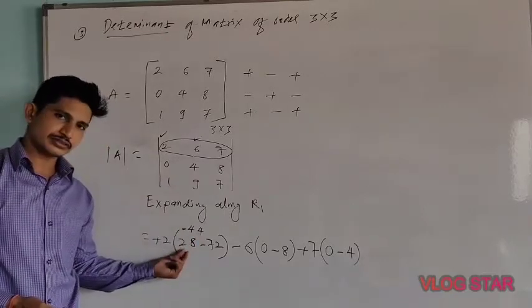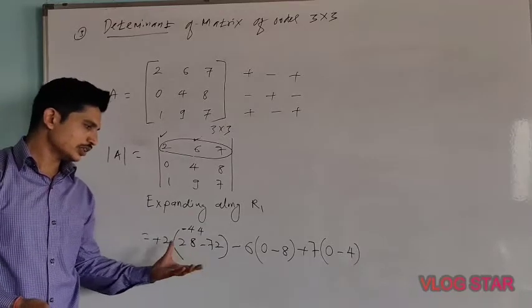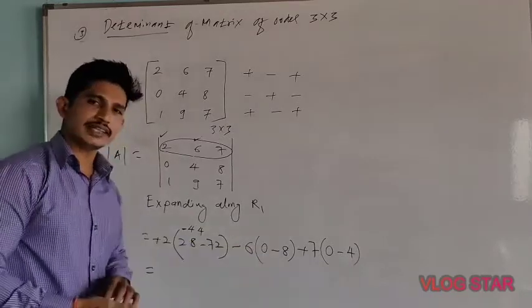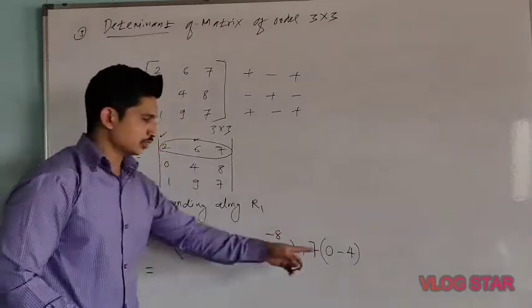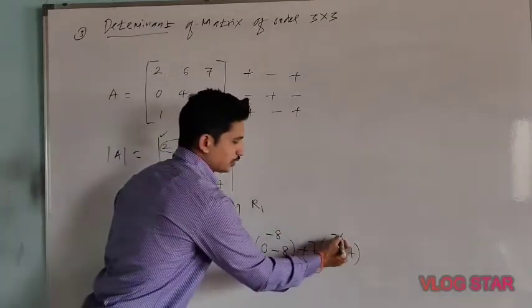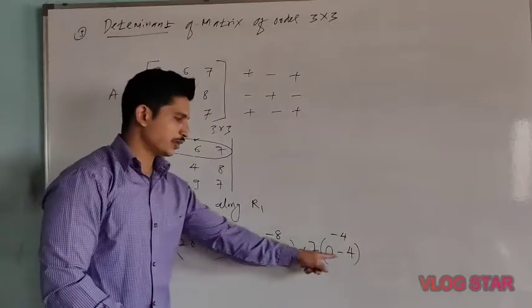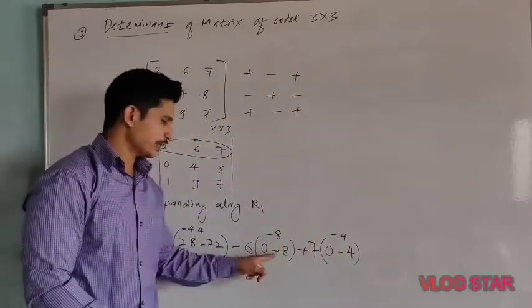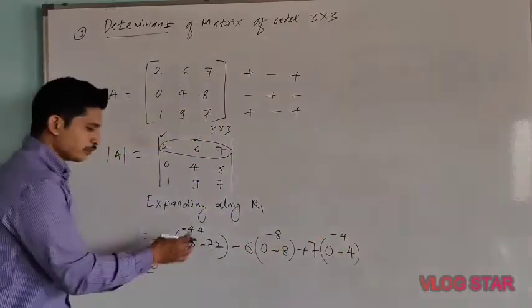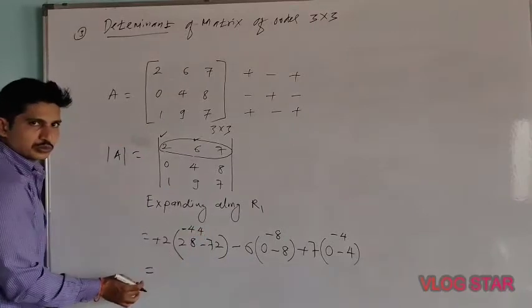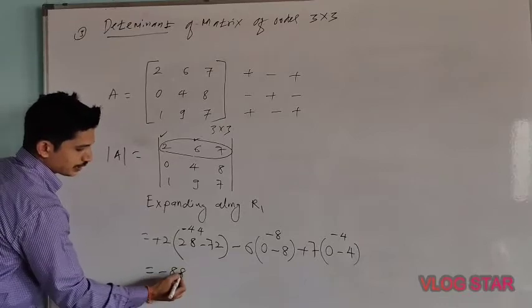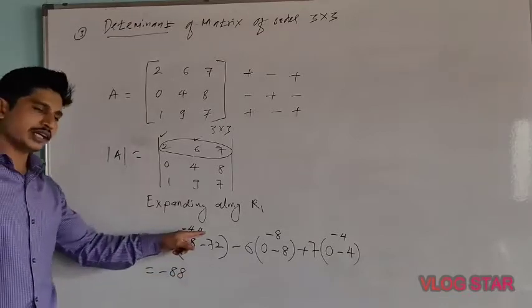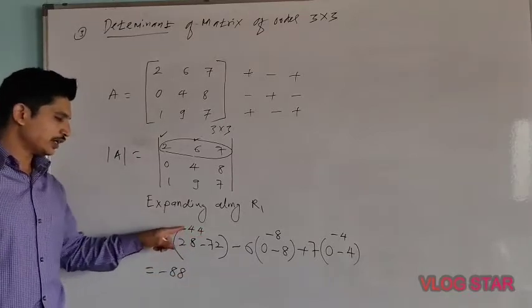Okay, now see here, 0 minus 8 is what? Minus 8. Okay, 0 minus 4 is what here? Minus 4. 0 minus 4 is minus 4. 0 minus 8 is minus 8. Okay, minus 44 into 2. So minus 44 into 2 is what here? Minus 88. 2 into 4, 8. Plus into minus, minus.